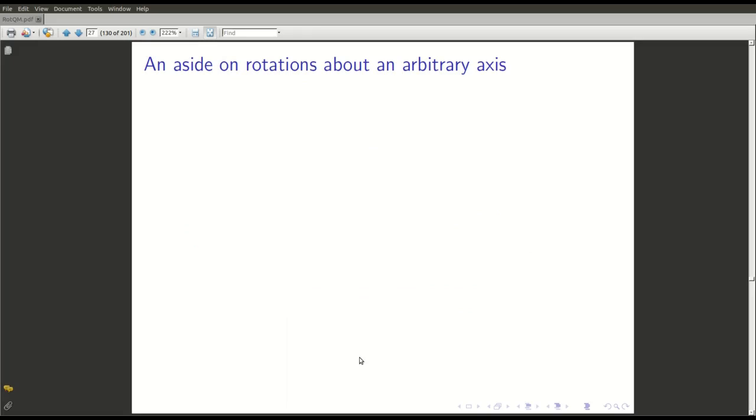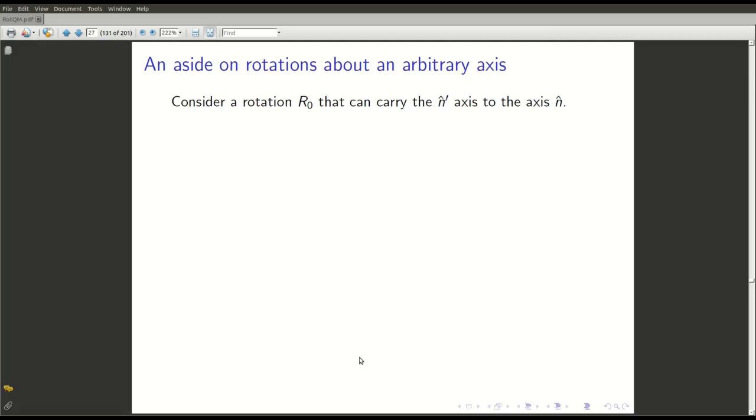Well, this detour is about how to connect rotations. The heading here is slightly wrong. It's not rotations about an arbitrary axis really. It's more about how to connect rotations through the same angle about two different axes. So let us consider a rotation R0 that can carry an axis n prime to an axis n.